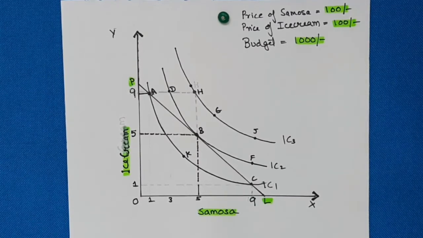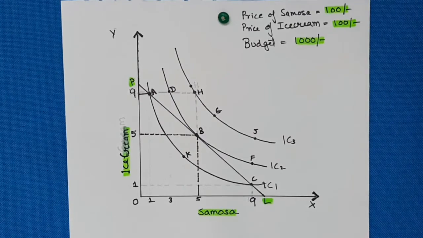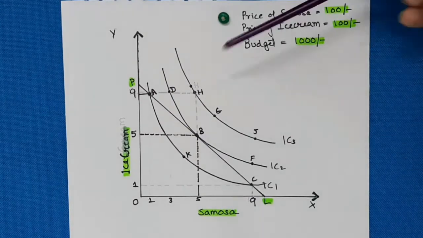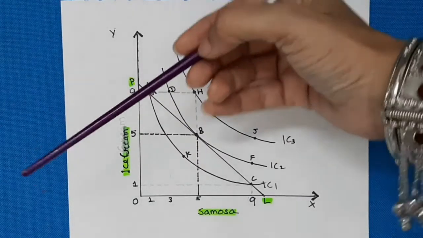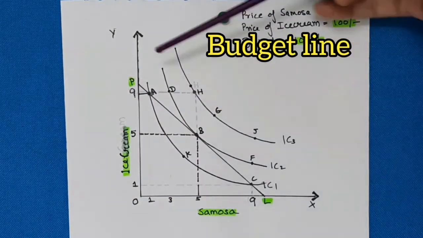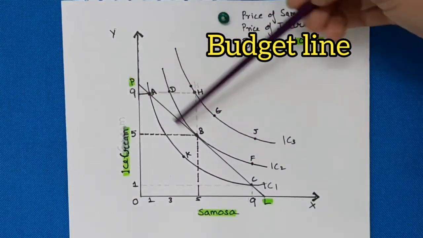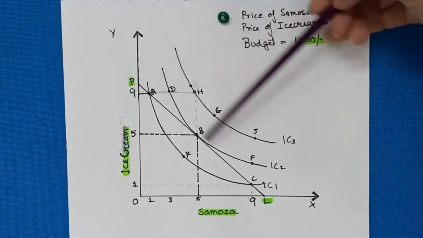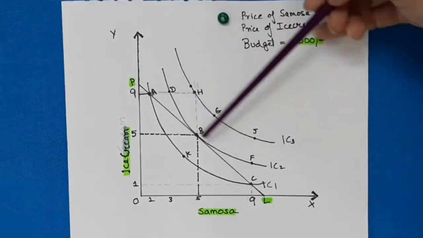Now we will see how the consumer reaches equilibrium, where he is not interested in moving to any other point apart from that point, right? So the budget line in this graph is represented with the help of the linear, downward sloping curve PL. You can see P and L over here. PL is a price line, or the budget line, which is represented over here.